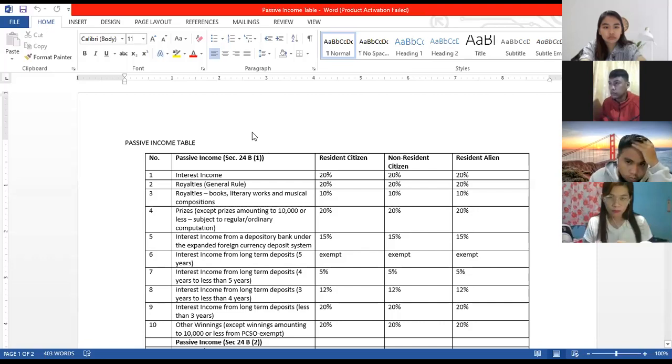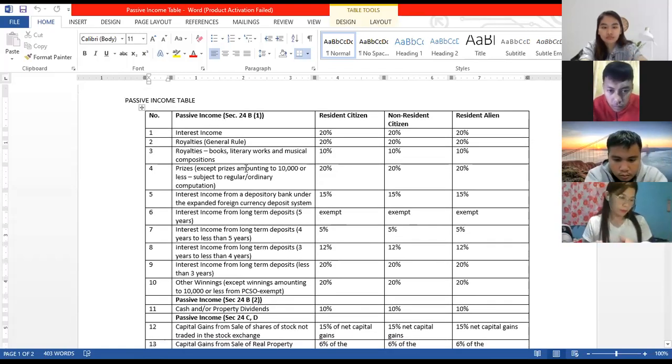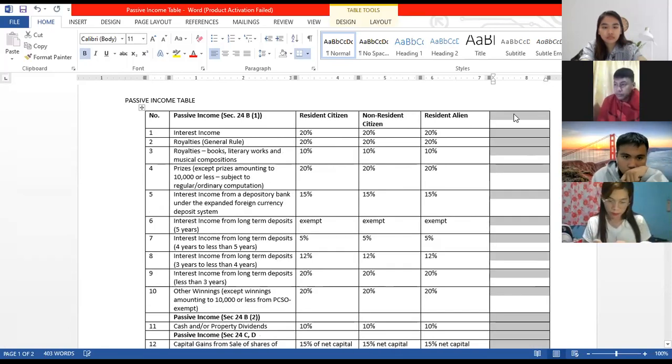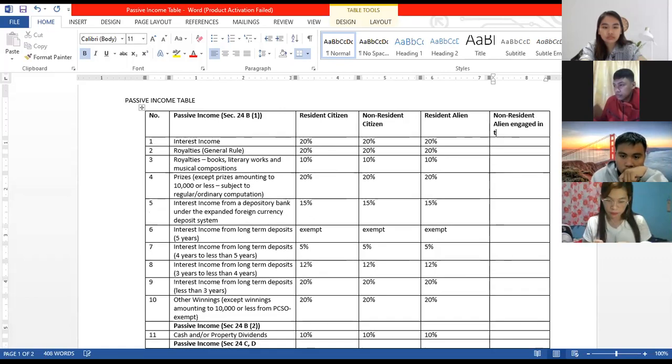Okay, remember, ito yung mga passive income, right? For individual citizen and resident alien. Ito yung napag-usapan natin last time. Now, mag-add tayo ng another column dito. Lagyan natin ng non-resident alien engaged in trade or business. Okay?